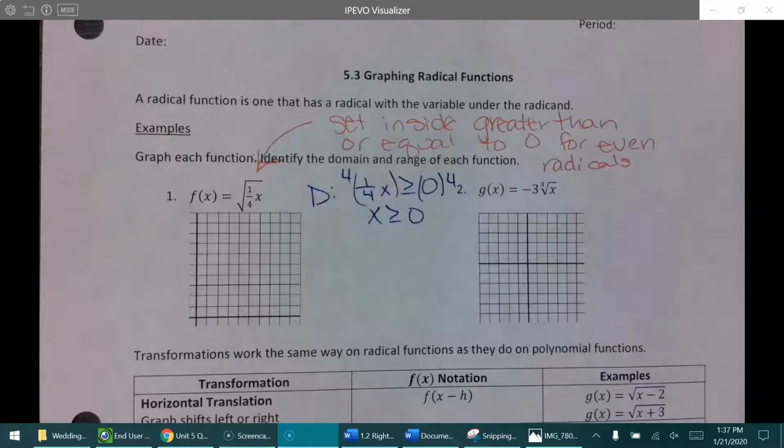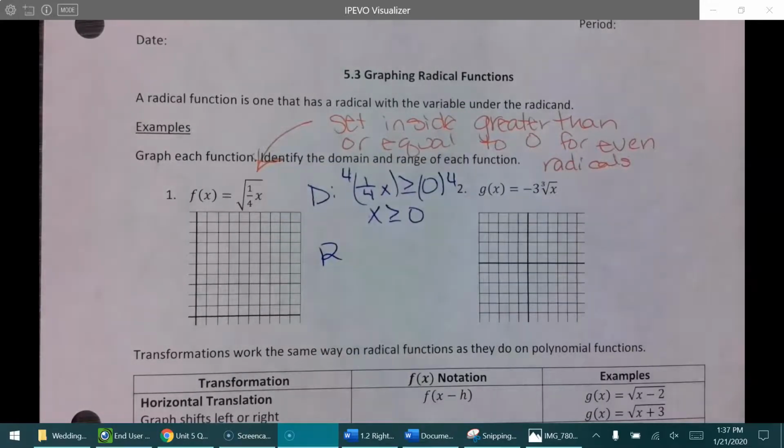Okay. So my range deals with the number at the end.